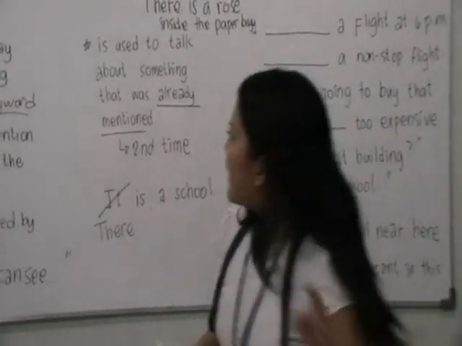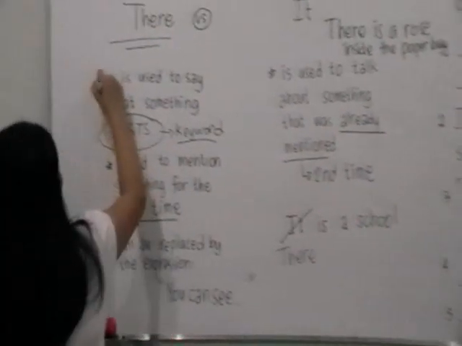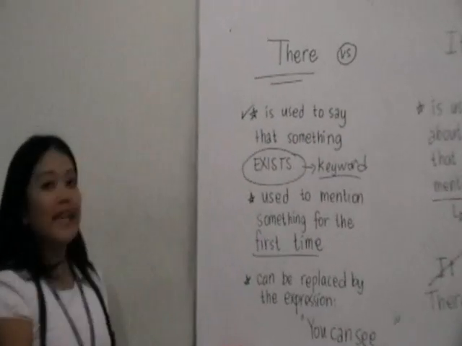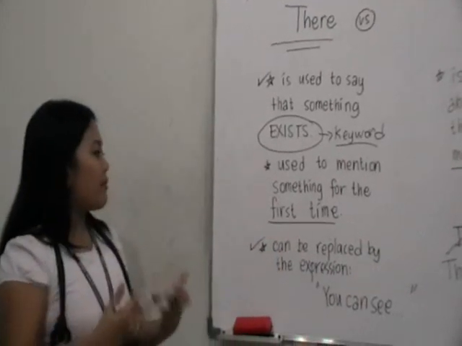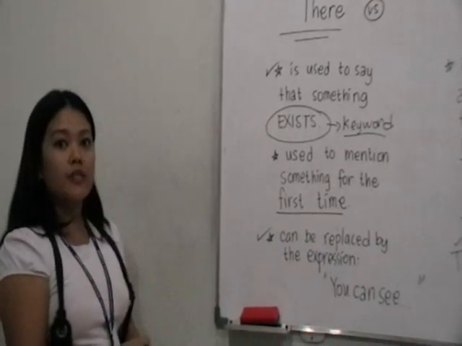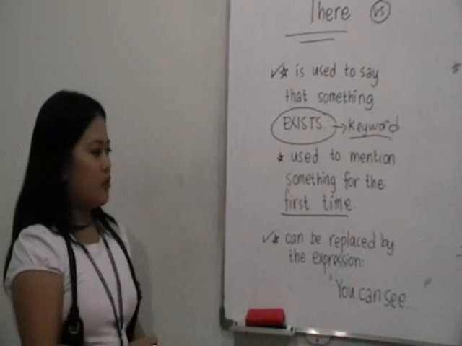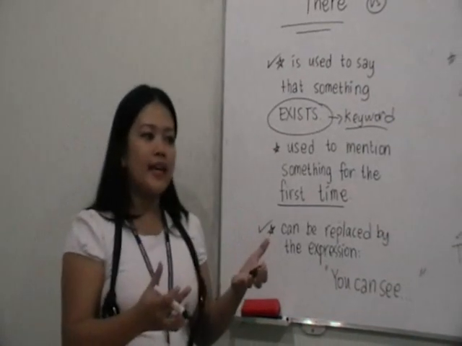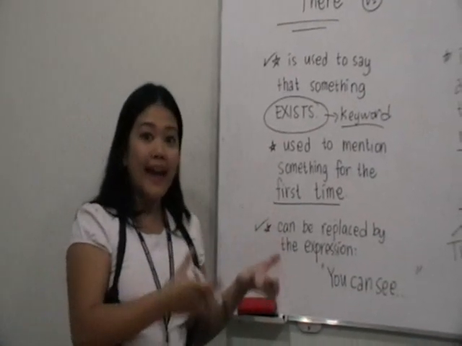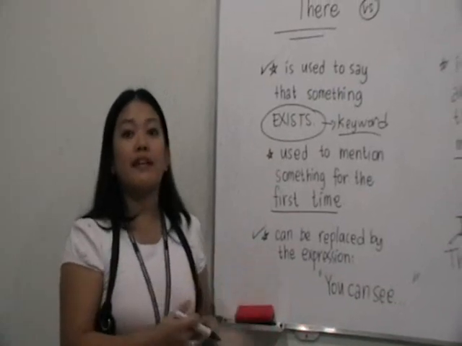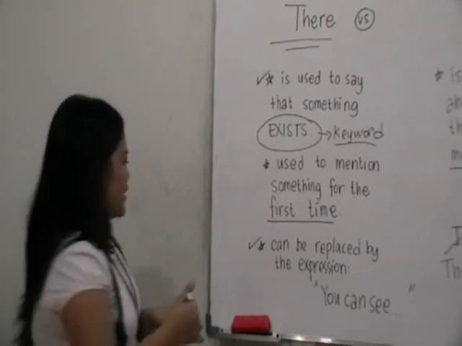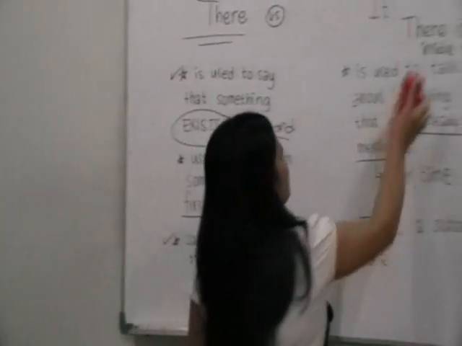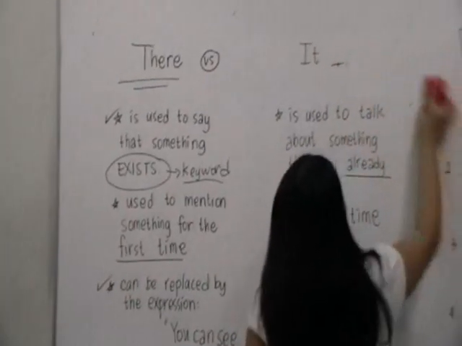So let's get that down. Again, it's used to say that something exists, or it can be replaced by the expression you can see. You can say, you can see a man outside, or there is a man outside. Okay? Now, let's move on to it.